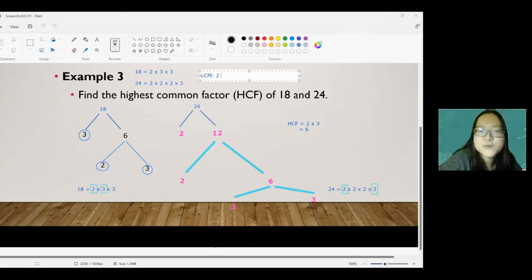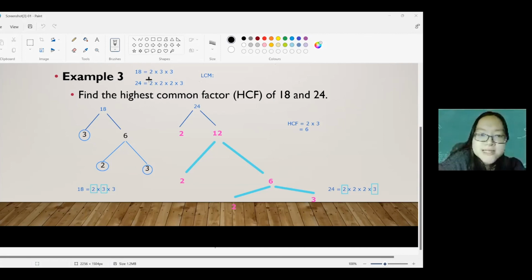So in the most basic form, you can just multiply 18 by 24. It will definitely give you a common multiple, but it won't be the lowest common multiple. So we need to make sure we include all the factors, but don't repeat any of them. This one is a little bit harder than GCF.